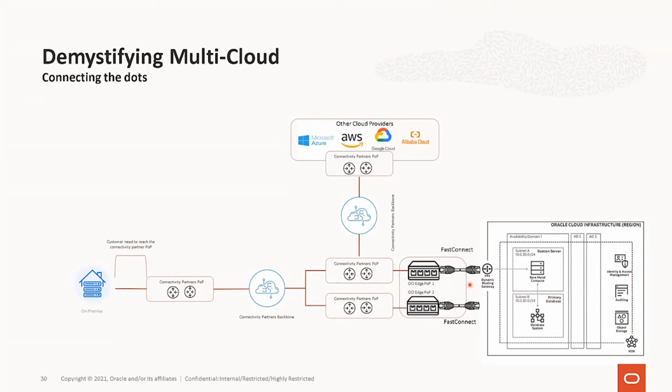If you really want to build a multi-cloud architecture working with other cloud providers, you can reuse this connectivity across the backbone of the partner in order to reach other cloud providers. And in that way, you can, in a very easy way, split your workloads across the different cloud providers.